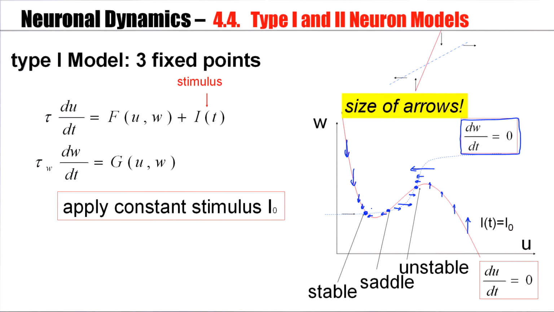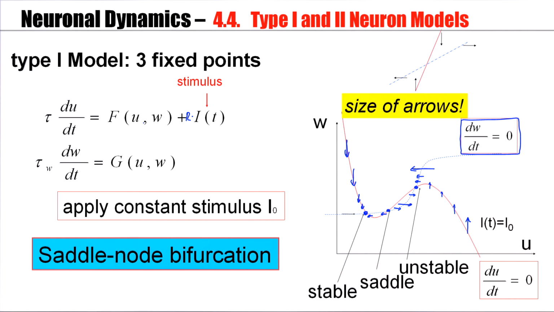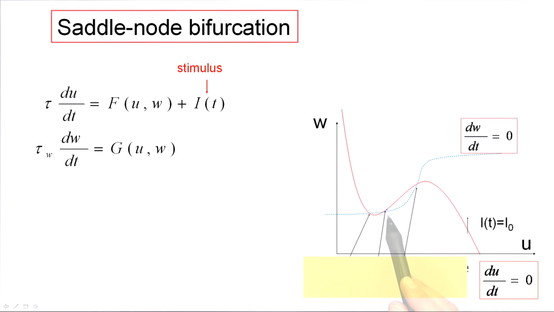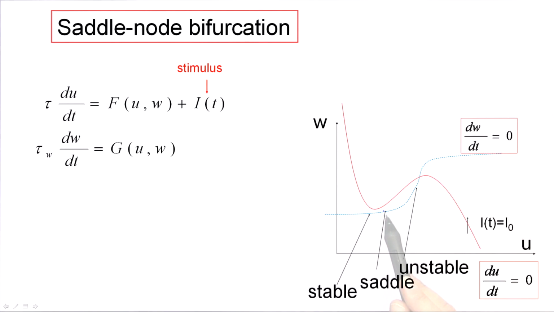Now we apply a constant stimulus. A constant stimulus will shift the curve upwards. There might be a slight change in the shape of the null line, but essentially it's a shift upwards. And if we shift the null line upwards, what we see is that these fixed points disappear. Now, what about the flow errors? Previously we said, I have big flow errors here, I have big flow errors there, I have big errors here, I have big errors there. However, close to the fixed point, the errors were very small, very, very small.